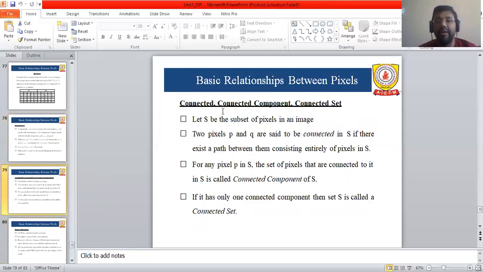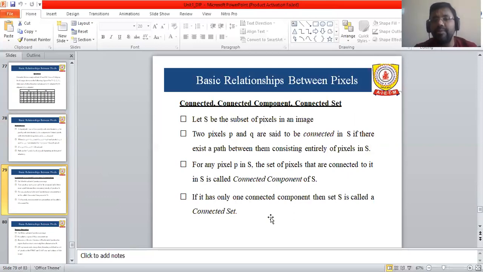Now the connected component and connected set. What are those? Let S be a subset of pixels in an image. Two pixels P and Q are said to be connected in S if there exists a path between them consisting entirely of pixels in S. For any pixel P in S, the set of pixels that are connected to it in S is called a connected component of S. And if it has only one connected component, then S is called a connected set.